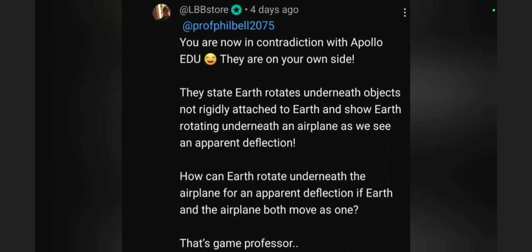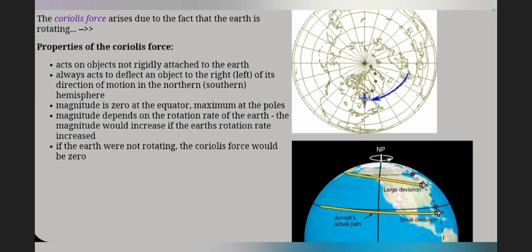Let's take a look. The Coriolis force arises due to the fact that the Earth is rotating. Properties of the Coriolis force: acts on objects not rigidly attached to the Earth, always acts to deflect an object to the right, left of its direction of motion in the southern hemisphere. Magnitude is 0 at the equator and maximum at the poles. Magnitude depends on the rotation rate of the Earth. The magnitude would increase if the Earth's rotation rate increased. If the Earth were not rotating, the Coriolis force would be 0.